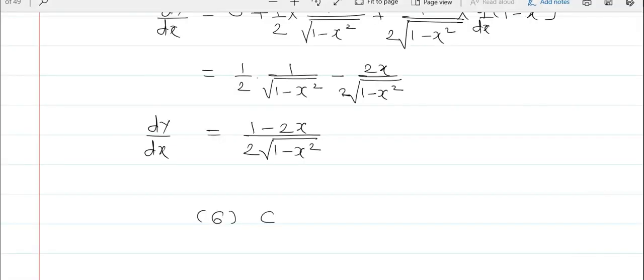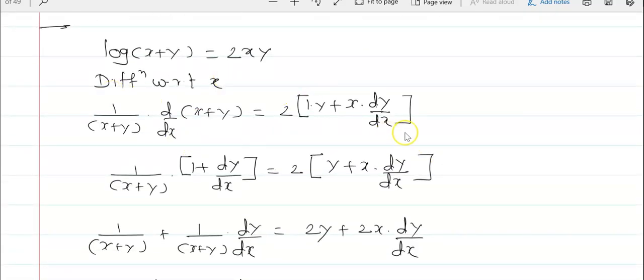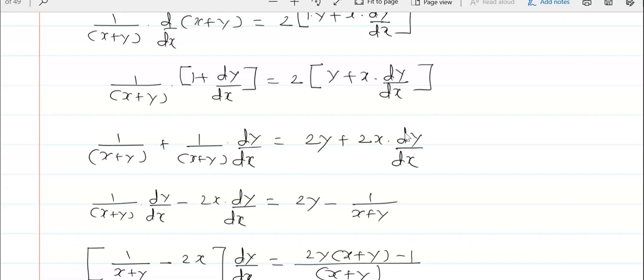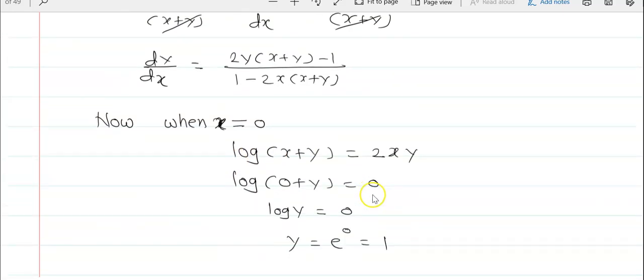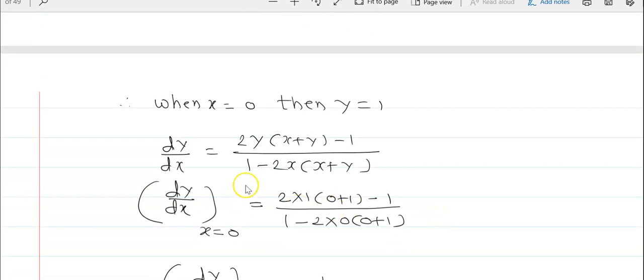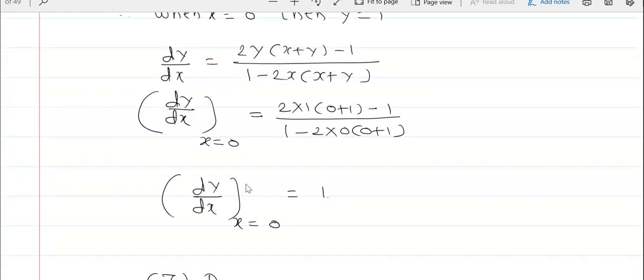Now see the same solution of this question. If y is a function of x, log of (x plus y) is equal to 2xy, then find the value of y dash of 0. This is a logarithmic derivative. Collect the terms of dy by dx, then simplify. That is 2y into (x plus y) minus 1 upon x plus y. Next is 1 minus 2x into (x plus y) upon x plus y. It gets cancelled. When x is equal to 0, we get the value of y, which is 1. Substitute it in this dy by dx, then you get dy by dx at x is equal to 0 is 1.